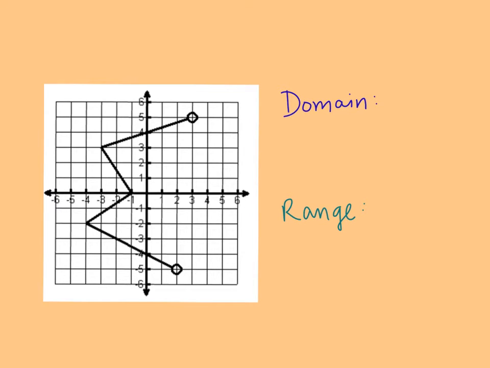So recall that the domain goes from left to right. If you're looking at a graph, it is the x values, any x value that gets taken on. And the range, you look from down to up. It is literally the vertical range, and it is what your y values take on. So go ahead and pause the video to find the domain and range in interval notation.